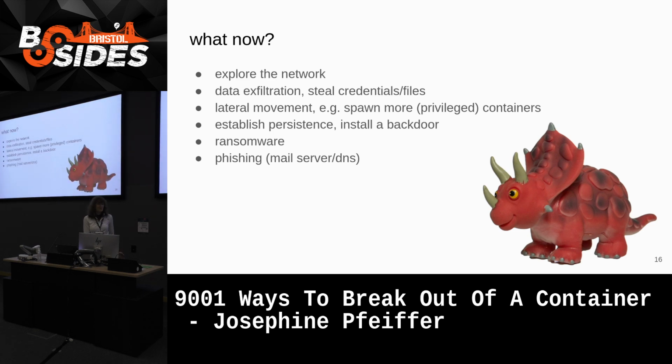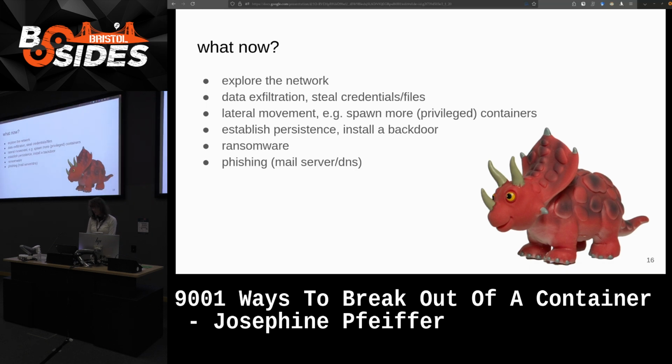So what now? There are a bunch of fun things we can do with those permissions. We can go explore the network. We can do data exfiltration to steal credentials and files. We can do lateral movement, so we can spawn additional privileged containers if we want to run more things and be undetected. And of course, establish persistence and install a backdoor. Can spread ransomware in the systems. And if it's a mail server, for example, we can use it to run a phishing campaign or things like that.